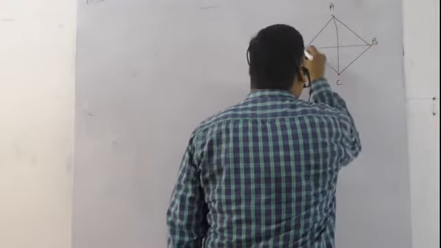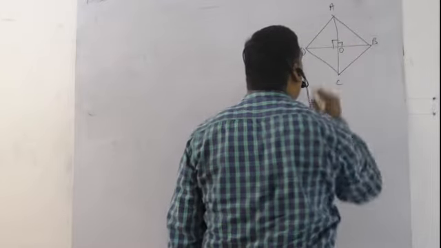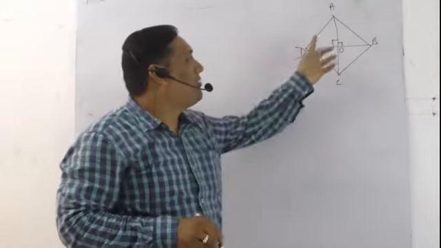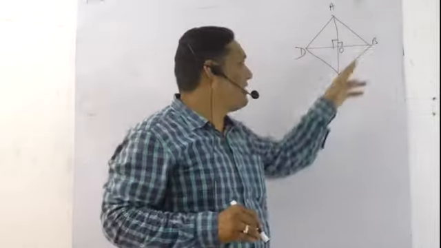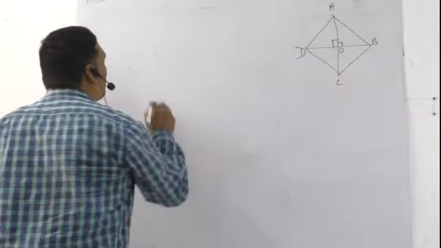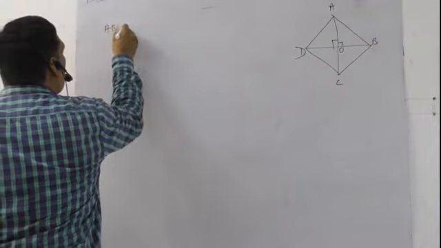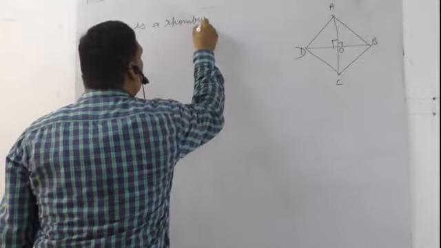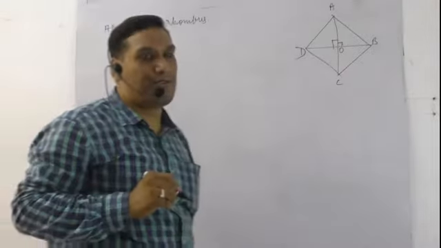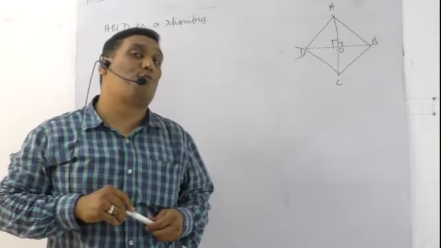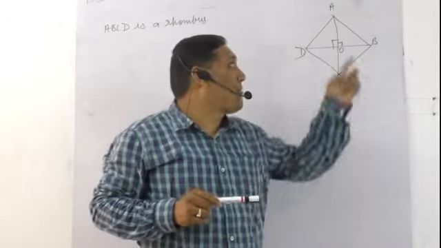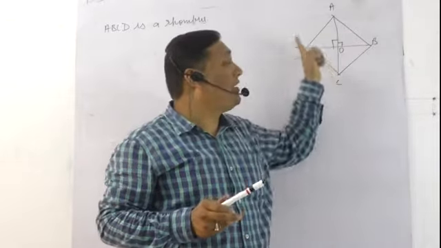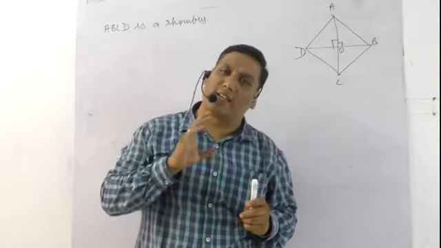A, B, C, D. Suppose ABCD is a rhombus. Suppose करना पड़ेगा, my drawing is a bit bad. All sides are equal in a rhombus. It means AD, AB, BC, CD, all sides are equal. All sides are equal in a rhombus.